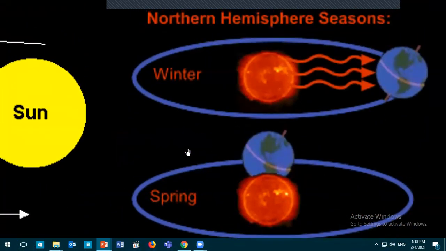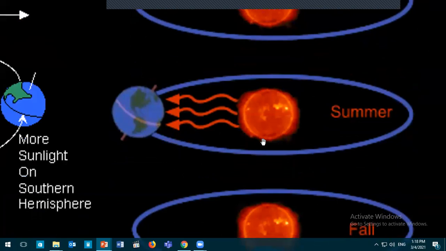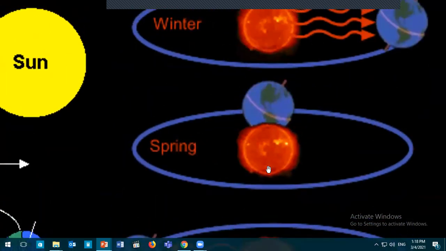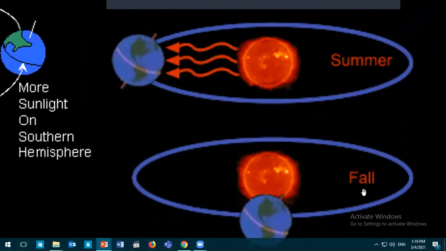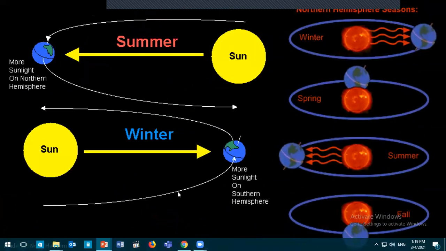But in the middle between winter and summer, we have parts where the Earth is in a position where neither of the hemispheres, the northern and the southern, is tilted toward the sun. So they get about the same heat. In this case, they're having spring or fall, what we call autumn.